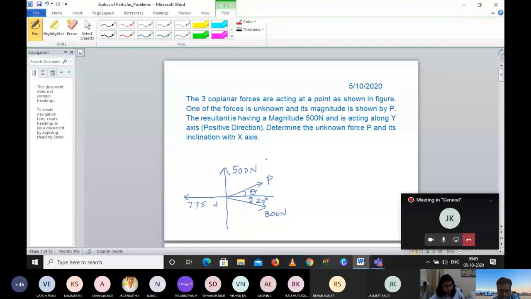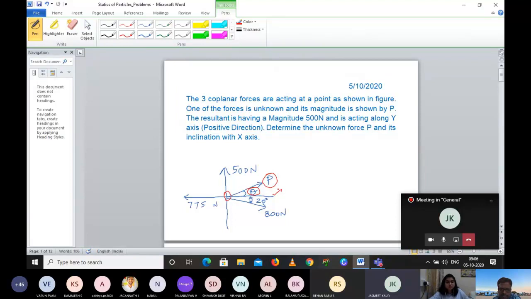This is the point. One of the forces is unknown, and its magnitude is shown by P. See here, this first particular force they are asking about. What is this force? It has some value of angle with respect to the horizontal.